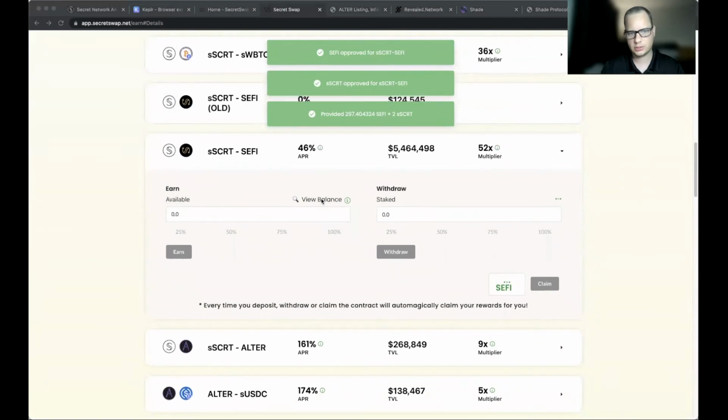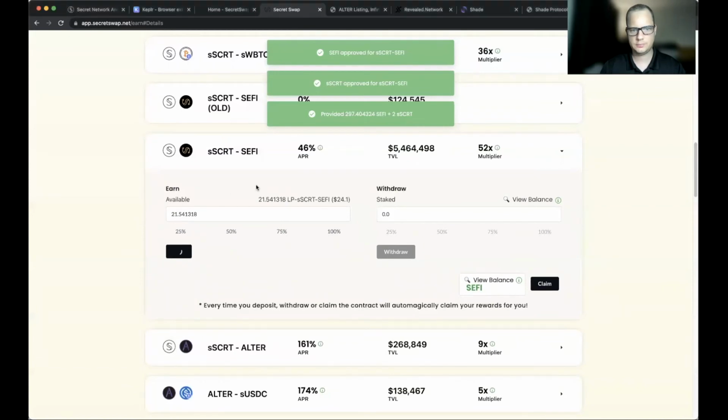We have to approve everything. So you click on balance here, and then you approve it, sign the transaction. And we'll add all of our liquidity pool tokens. Okay, so now we're going to start earning. We're going to sign this transaction.